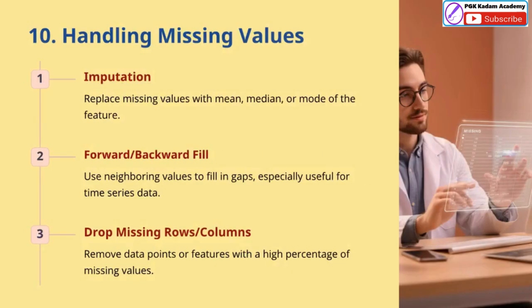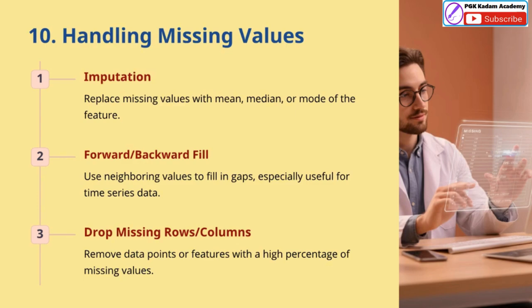Missing values are common in data and can cause problems for machine learning models. Imputation is a common technique to handle missing values. Replace them with the mean, median, or mode of the feature. Forward or backward fill is useful for time series data. Use neighboring values to fill in gaps. Dropping rows or columns with a high percentage of missing values is another option, but should be done carefully to avoid losing important information.